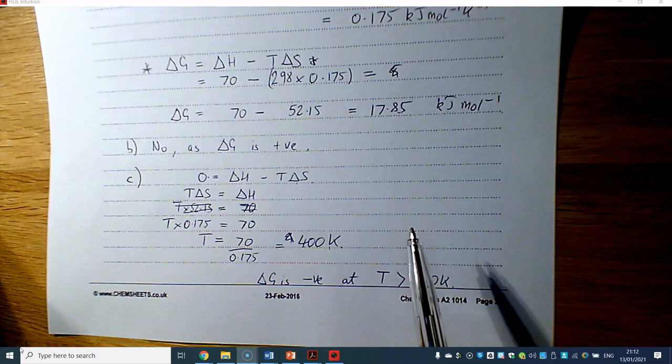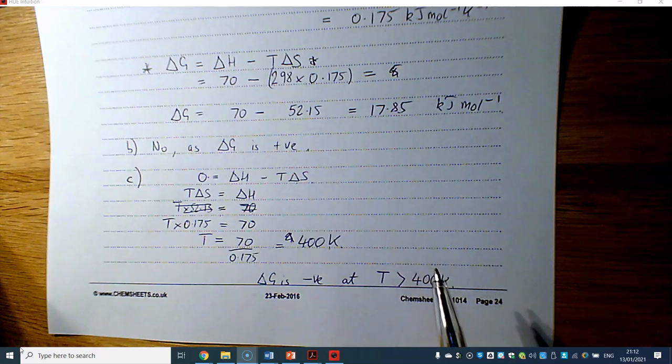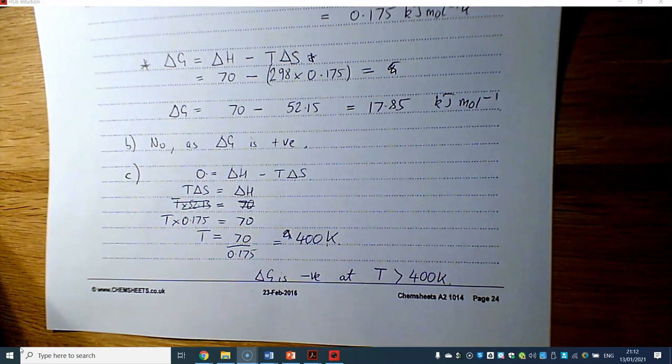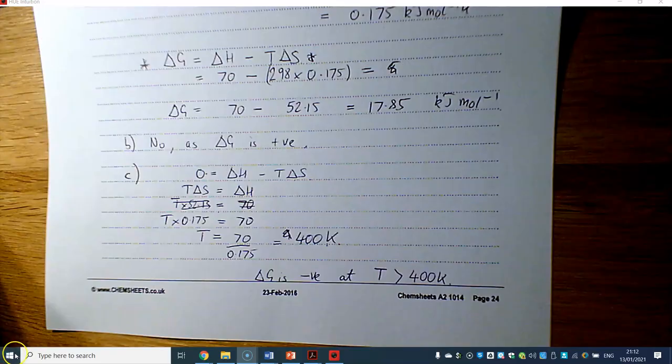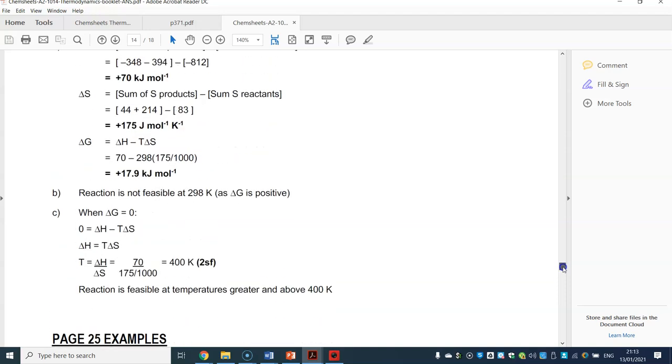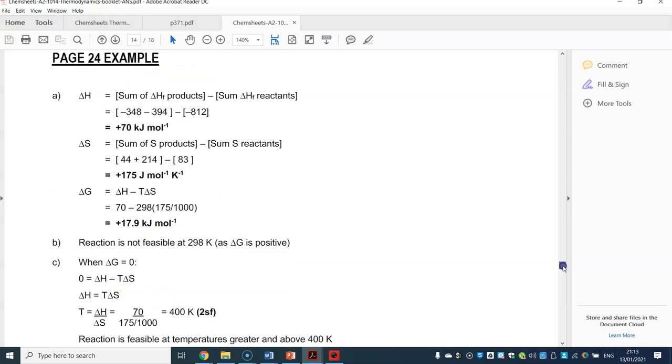In the question it says what temperature range is the decomposition of zinc carbonate feasible. So you can't just say at 400, you must say 400 and above. The reaction becomes feasible. Alright, so that's how to tackle questions like that one. So hopefully you've worked through that with me. And I'm delighted to say I've just checked the answer here, and you've got this in your answer pack, which I'll send you, but I got that right. It's exactly right. That's how you go about it.